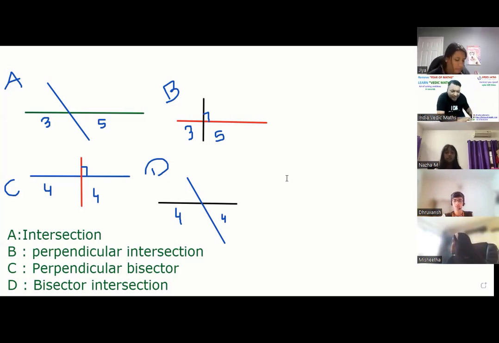Okay, sir. Because the length is equal, 4 and 4, it is bisector. But because it is not perpendicular, it is just a bisector intersection. It is not perpendicular. Okay, sir.